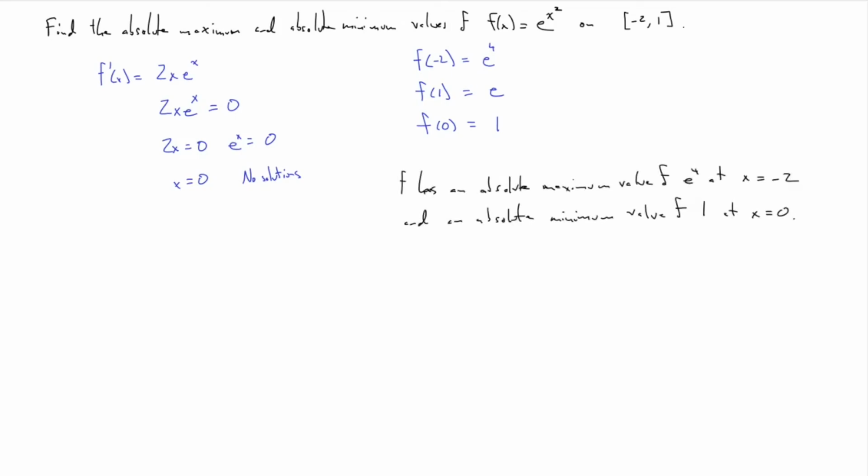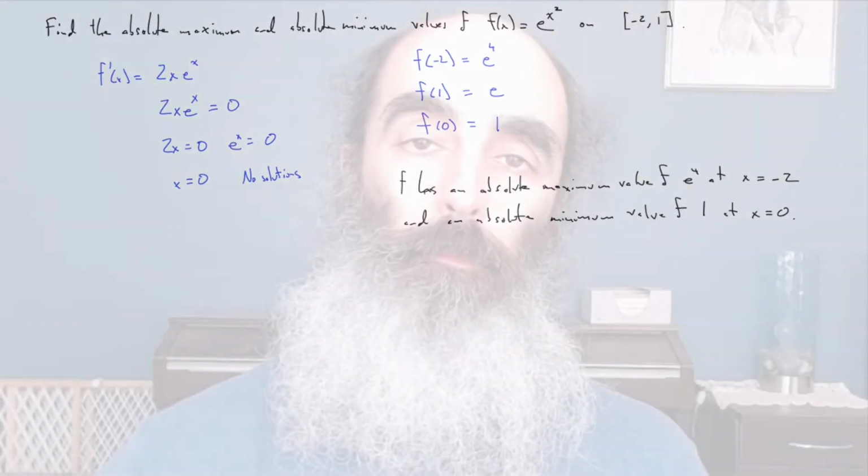And so our answer: this function f has an absolute maximum value of e to the 4th, which occurs at the endpoint x equals -2, and an absolute minimum value of 1, which occurs at the critical point x equals 0. Again, the closed interval from -2 to 1, very important here. If it was over any other interval, we might get very different answers.